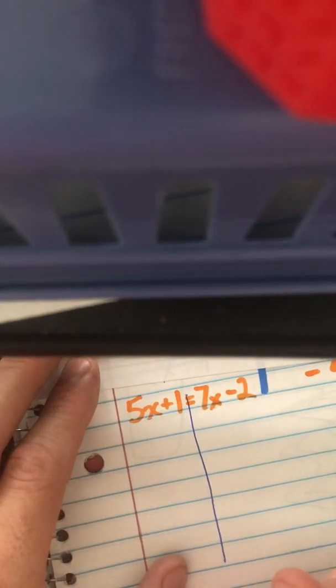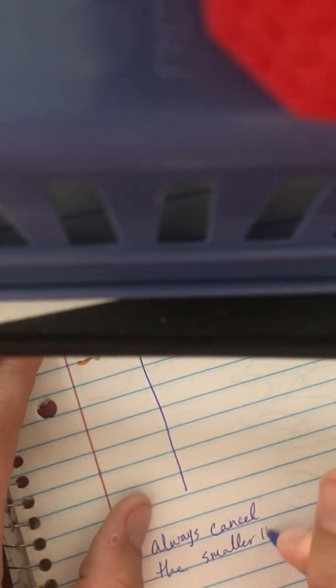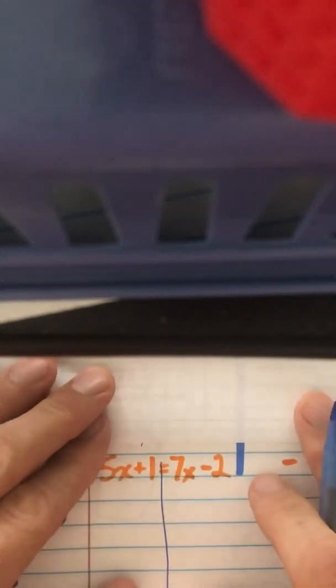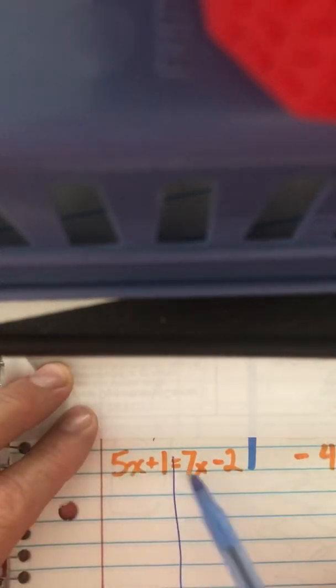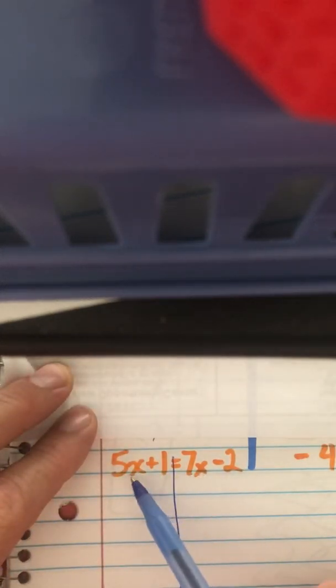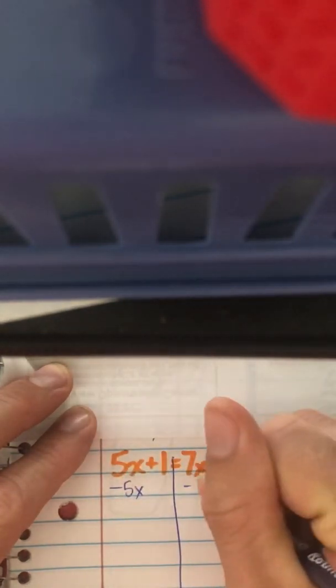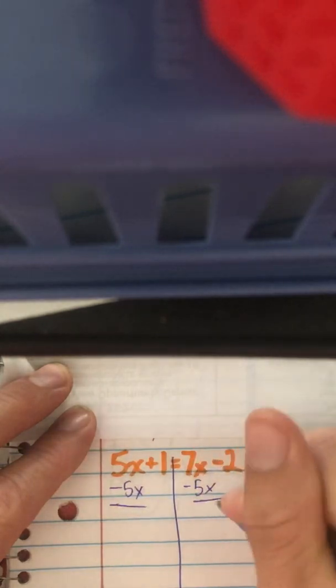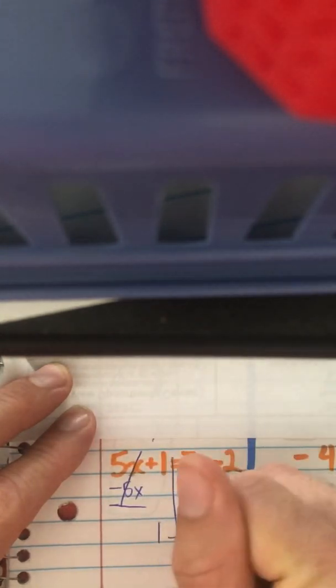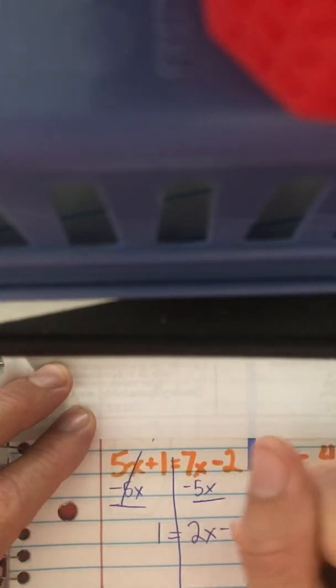always cancel the smaller number. I always want to cancel the smaller number when you cancel the x's, in general. Between 5 and 7, 5 is the smaller number. So I'm going to cancel 5x by subtracting 5x from both sides. It cancels. 1 is equal to 2x minus 2.